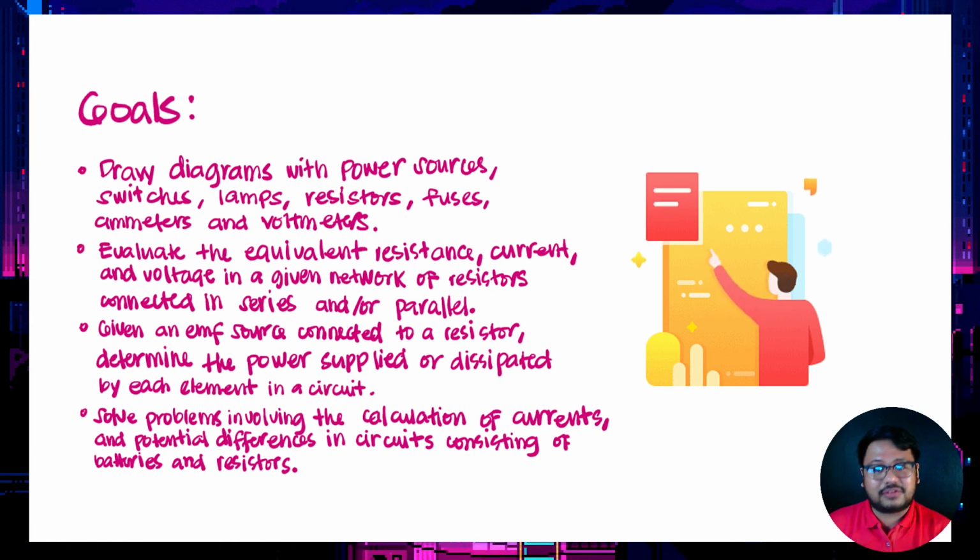Evaluate the equivalent resistance, current, and voltage in a given network of resistors connected in series and/or parallel or in combination. Given an EMF source connected to a resistor, we have to determine the power supplied or dissipated in each element in a given circuit. And lastly, we have to solve problems involving the calculations of currents and potential differences in circuits consisting of batteries and resistors.